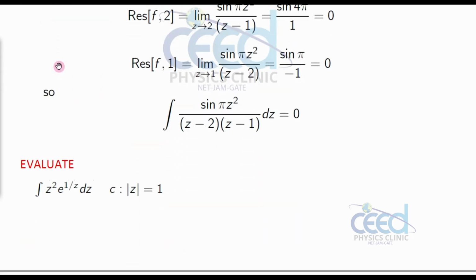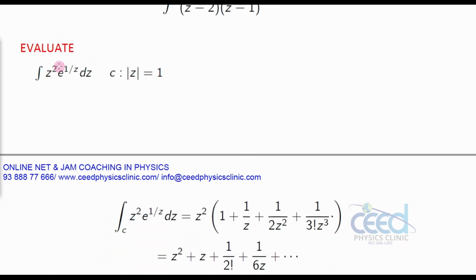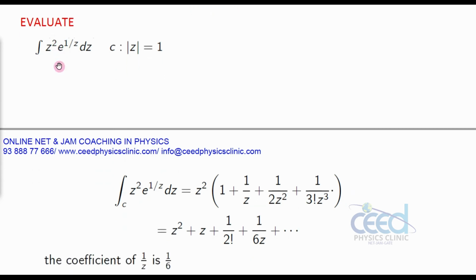Now let us go to one more problem based on this. The integral of z square e raised to 1 by z dz, with mod z is equal to 1. So let us draw the circle. It is a circle centered at the origin with radius 1, right? So this is the circle representing this.